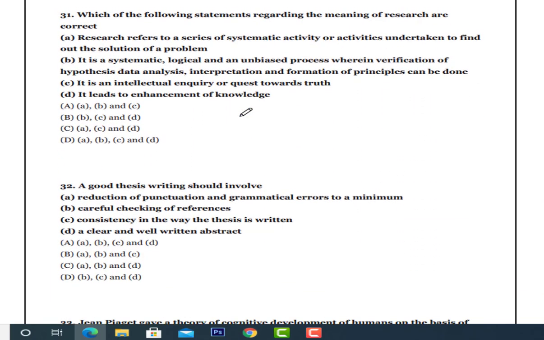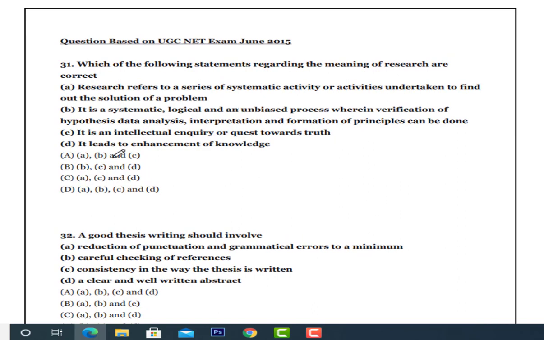The next one. Which of the following statements regarding the meaning of research are correct? Research refers to a series of systematic activities undertaken to find out the solution of a problem. Yes, correct. We follow some systematic activity to find the solution of a particular problem. Option B: it is a systematic, logical and unbiased process wherein verification of hypothesis, data analysis, interpretation and formulation of principles can be done. Yes, this is also correct. Unbiased means there should be stability in our data and findings, and everything should be correct.